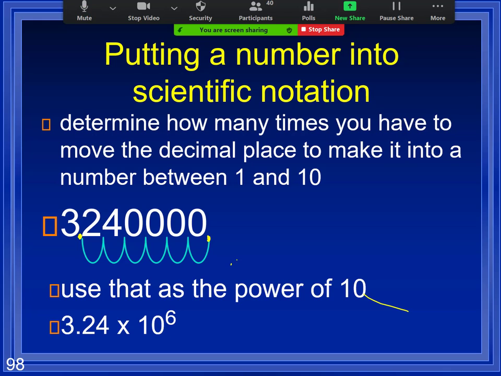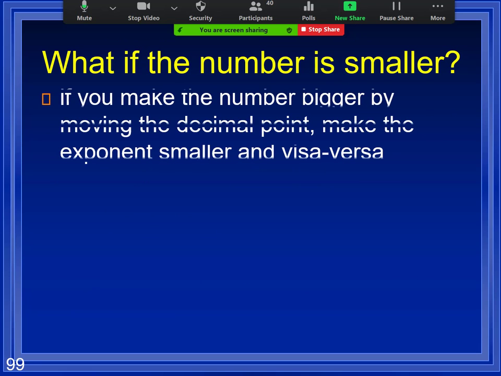So 3,240,000 is a big number, so I need to multiply by 10 a lot of times. What if the number's small? Well, we're going to run into this with bunches of things this year. Well, they've got two parts, and if one part gets big, the other part has to get small. So if I make the number bigger by moving the decimal place, I have to make the exponent smaller. So I've got a number and I've got an exponent. If one of those gets bigger, the other one gets smaller. Okay? If one of them gets smaller, the other one gets bigger.